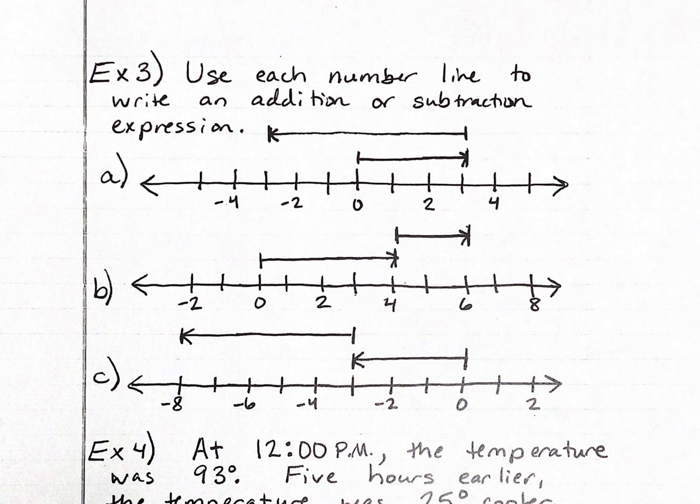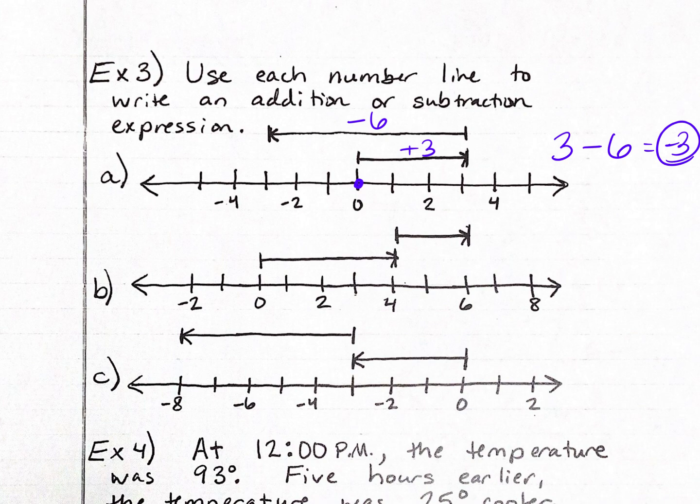For example 3, use each number line to write an addition or subtraction expression. So on this first problem, part A, we went to the right 3 places. We started at 0, and then from there we went left 6 places. So we have 3 minus 6, which equals negative 3 is where it arrived at the end.